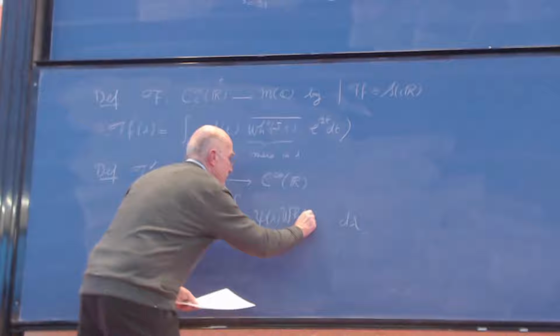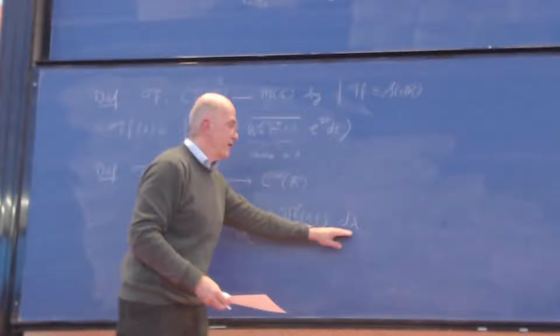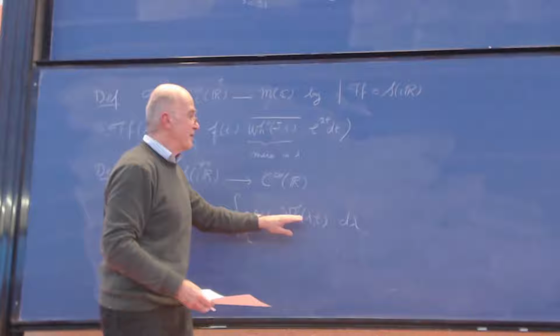So the normalized Whittaker functions. The idea of normalizing is that if I hadn't normalized, I would have to make the measure non-trivial to compensate for that. And the reason for normalizing is that in the end it turns out that this is the right measure that we take.